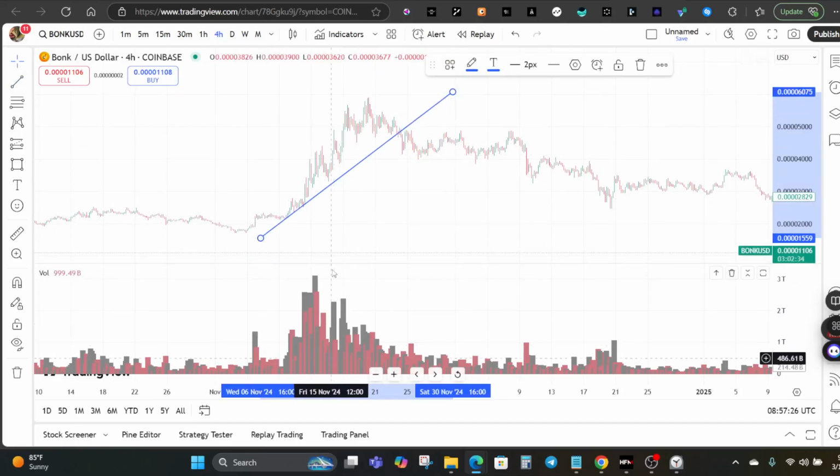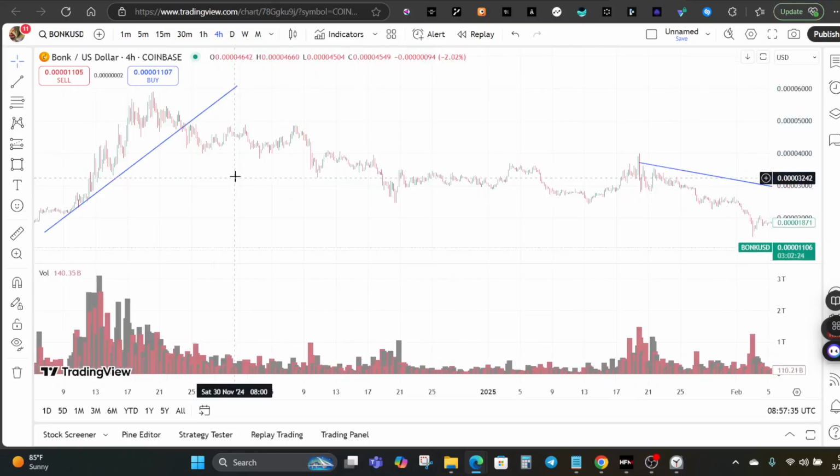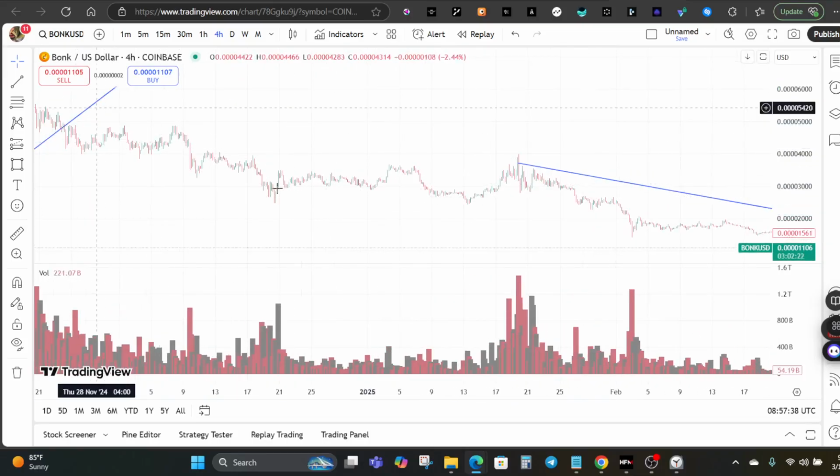There was an initial spike in volume, but at some point the volume started declining continuously. So it shows that the rally was getting weak and there could be a reversal soon. So that is exactly what happened. We had a reversal, right?